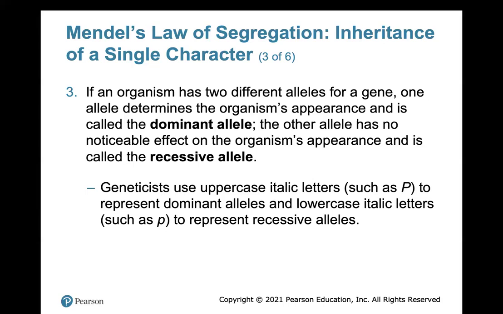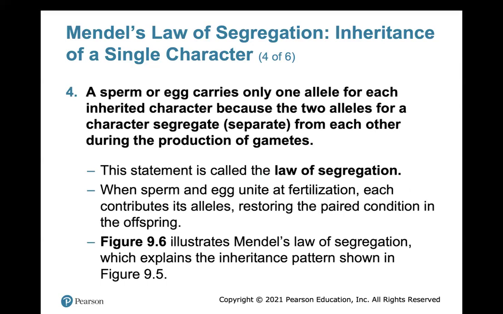And geneticists use uppercase italic letters such as P to represent dominant alleles and lowercase italic letters such as the lowercase p to represent recessive alleles. A sperm or egg carries only one allele for each inherited character because the two alleles for a character will segregate or separate from each other during the production of gametes, and this statement is called the law of segregation.